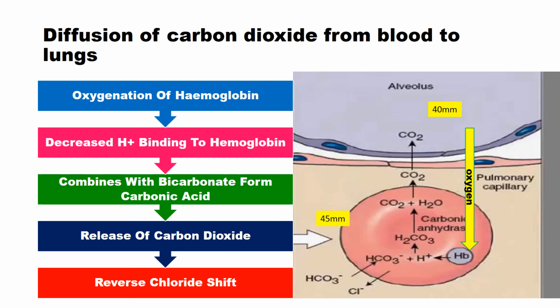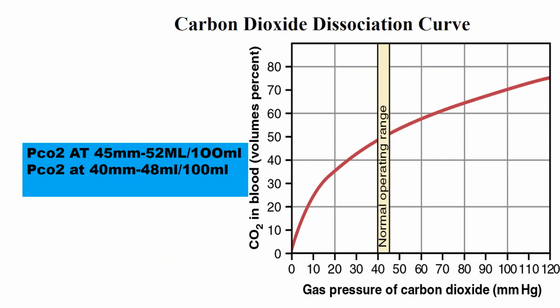So this is the diffusion of carbon dioxide from the RBC into the plasma. Here is a graph that is plotted between the partial pressure of carbon dioxide in millimeters of mercury, represented along the x-axis, and along the y-axis we have the carbon dioxide content in the blood, which is ranging from 0 to 80. Now, as you can see, the normal operating range of carbon dioxide is a very narrow range, that is 40 to 45 millimeters of mercury.